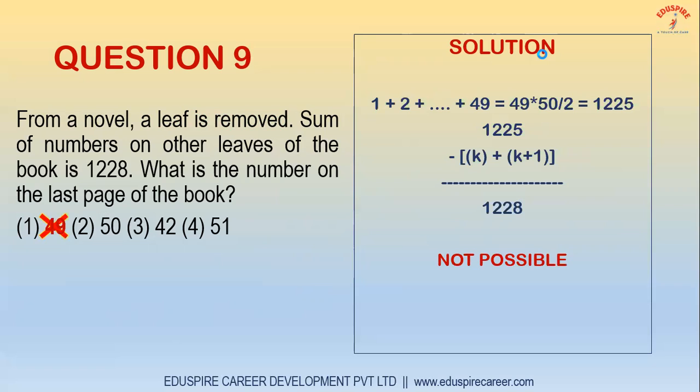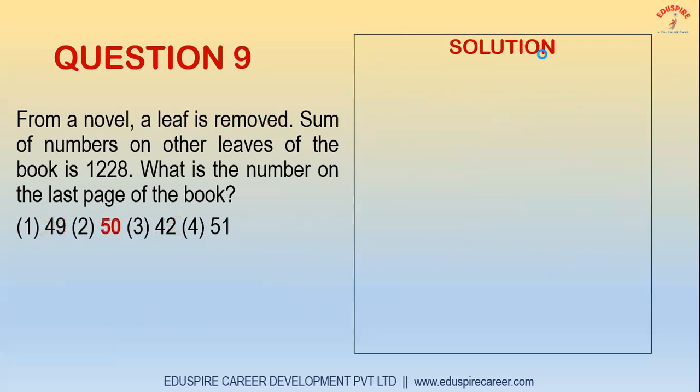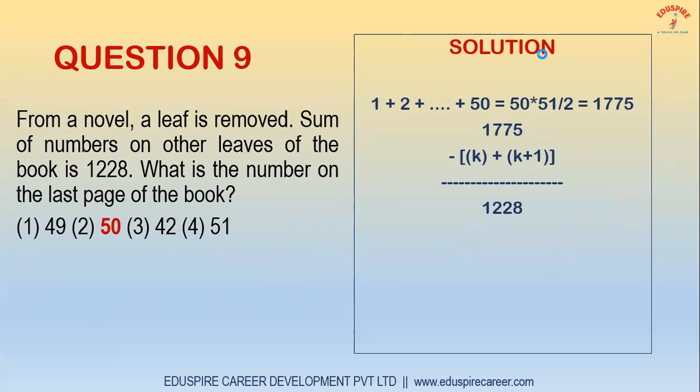So if 49 is eliminated from the choices, going by the same logic, we should eliminate 42 as well, because 42 is lesser than 49. So let's take the next case, which is 50. If I add the page numbers, what I'll get is 1775. After removal of this leaf, what I'll get is 1228.